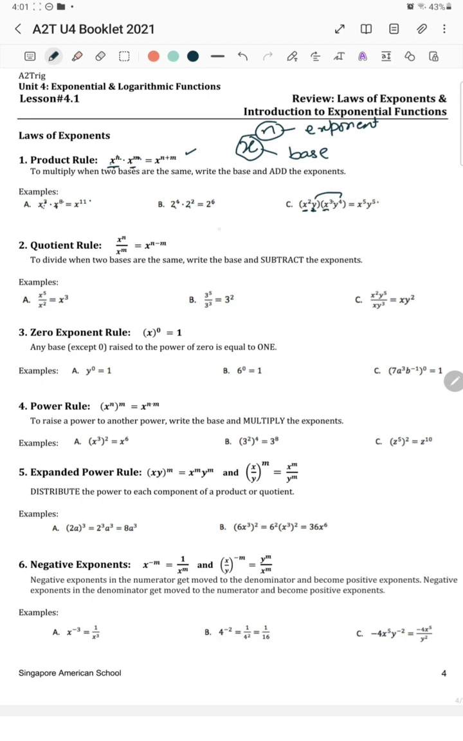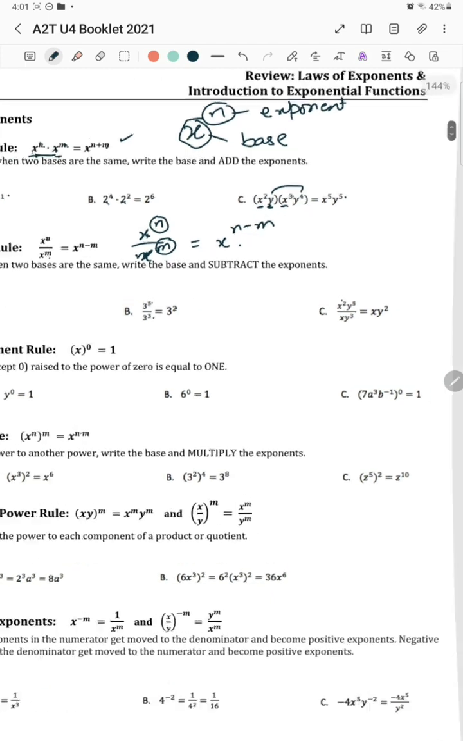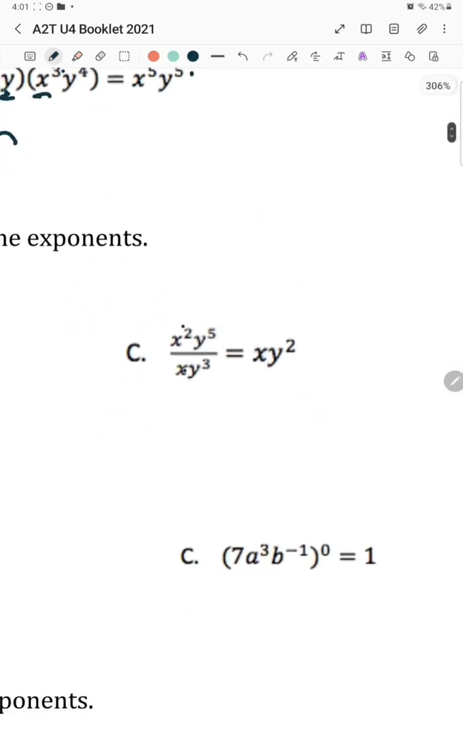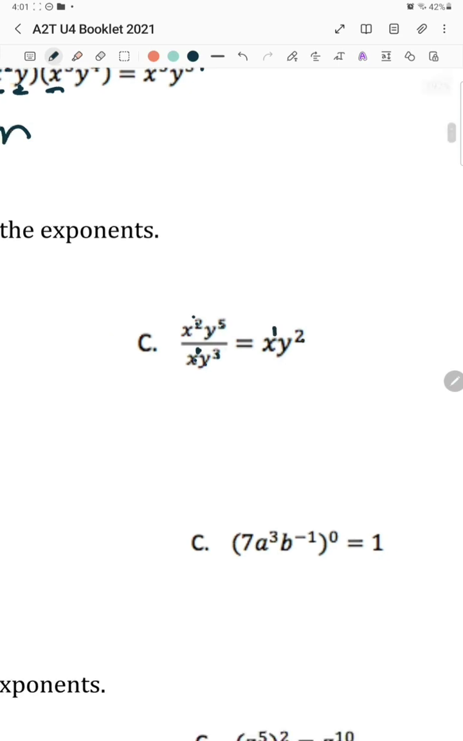Quotient rule. If the two components are dividing, x to the n over x to the m, then when the bases are the same, the exponents would be subtracted, n minus m. In the product it would be added, but in the quotient it would be subtracted. So 5 minus 2 would be 3, 5 minus 3 would be 2, and 2 minus 1 is 1, so here it is x square and here it is x to the power 1. For y to the power 5 over y to the power 3, 5 minus 3 is 2.